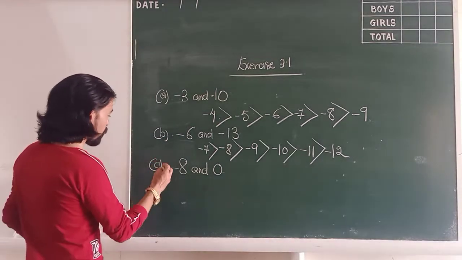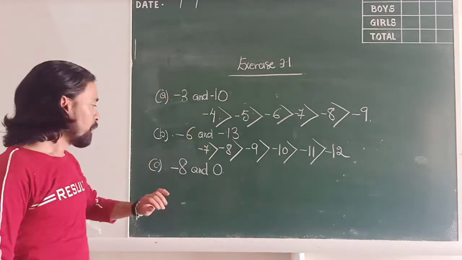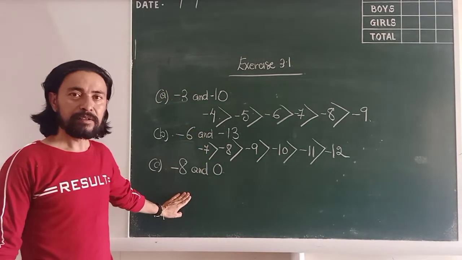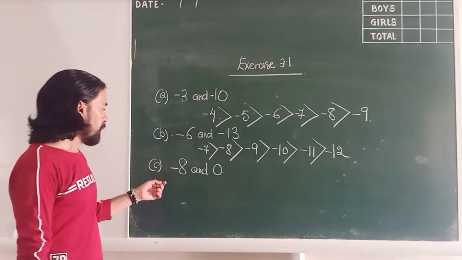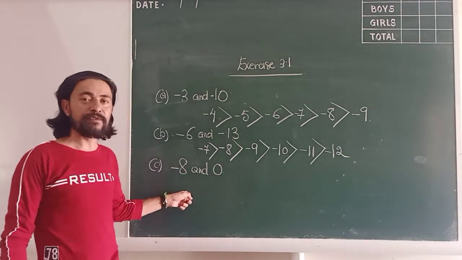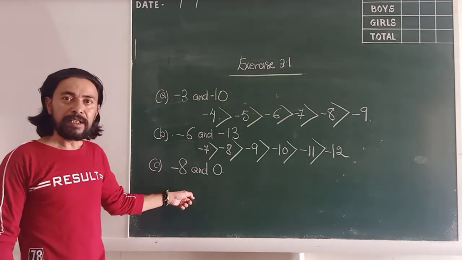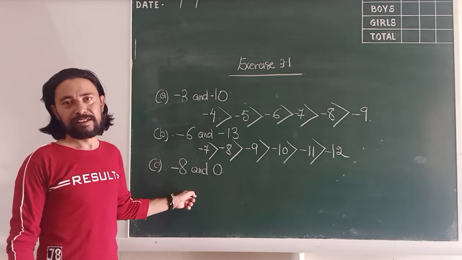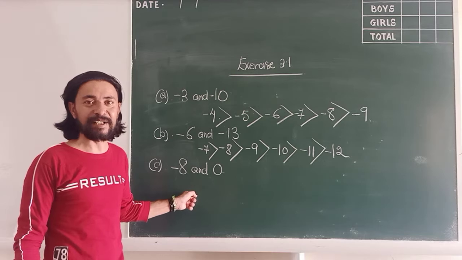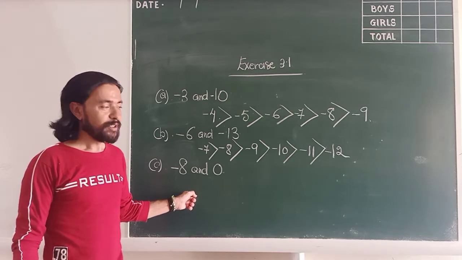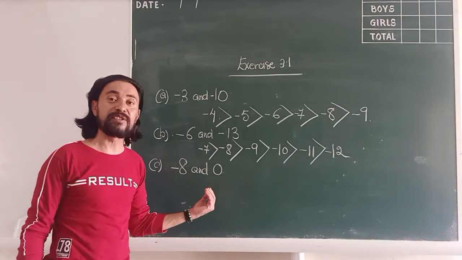Minus 8 and 0. Now, where do I start from is the question out here. Do I start with minus 7? No. I have to go in reverse order. Now remember this, if I write minus 7 first, minus 7 will be greater than minus 8. So I have to start in reverse order. For this particular sum, I have to start in reverse order.